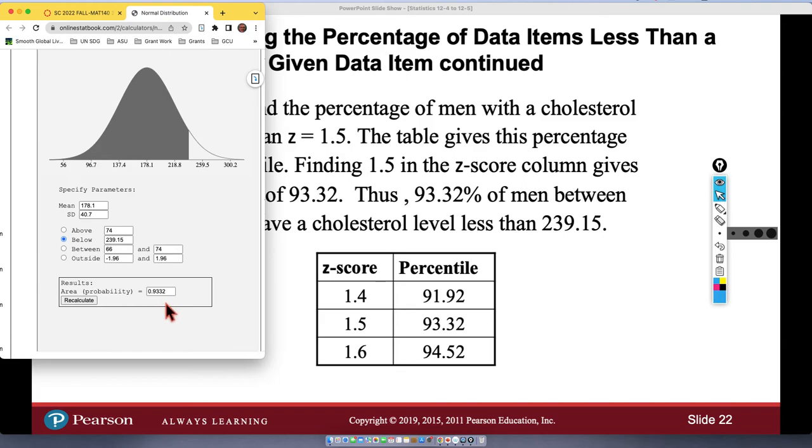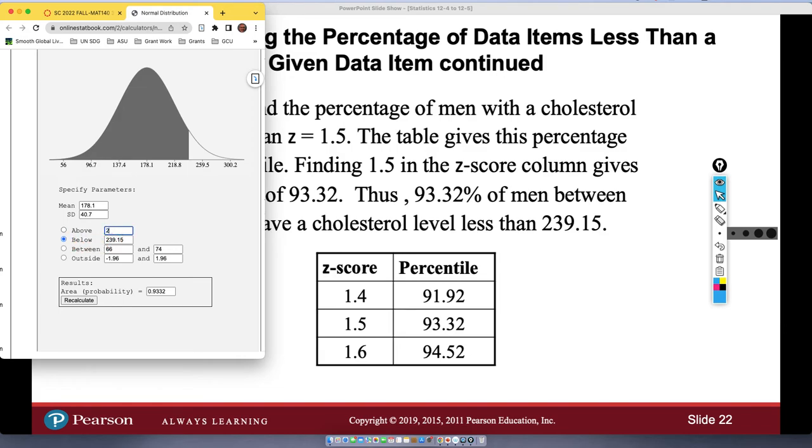93.32. Turn it into a percentage, multiply by 100, right? Come up with the same thing. Our method of using this is a little easier, right? What would you do if we're trying to go above? Yeah, the above. Then we would do the same thing.